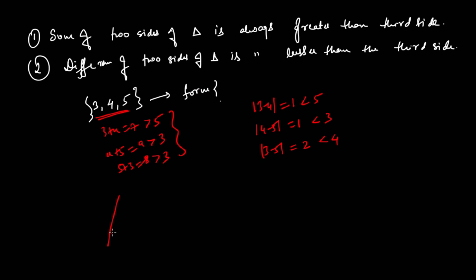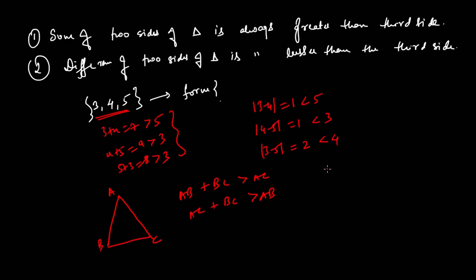Speaking mathematically, let me draw that and show it to you. Say I have a triangle ABC. Then as per the property, AB plus BC, for example, has to be greater than AC. Similarly, AC plus BC has to be greater than AB, and so on. You take any two sides, the sum should always be greater than the third side.